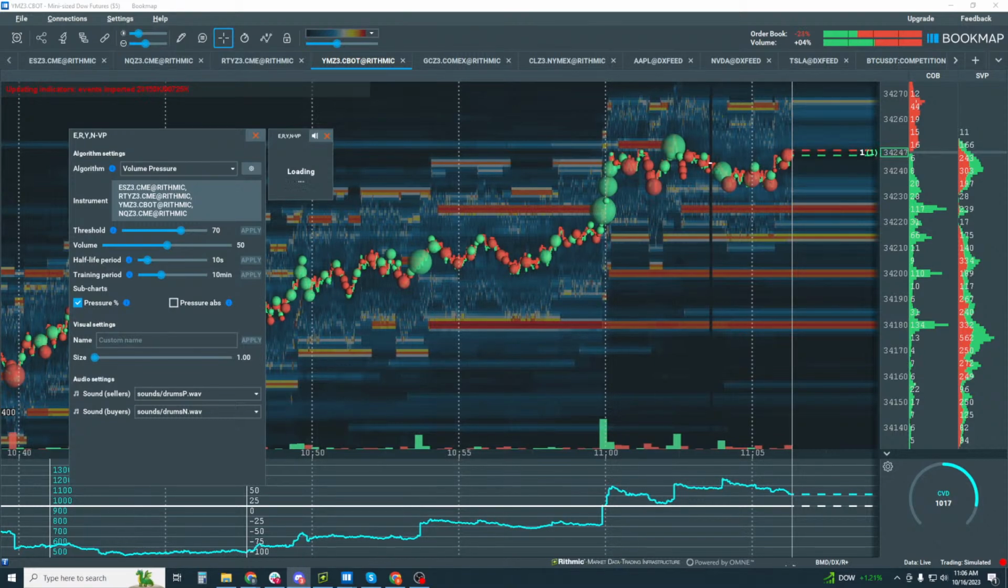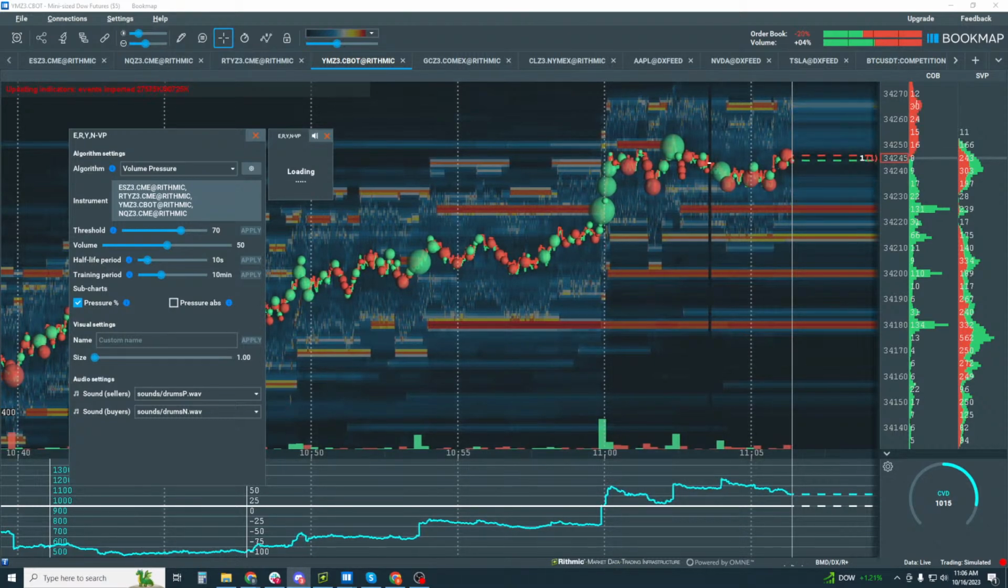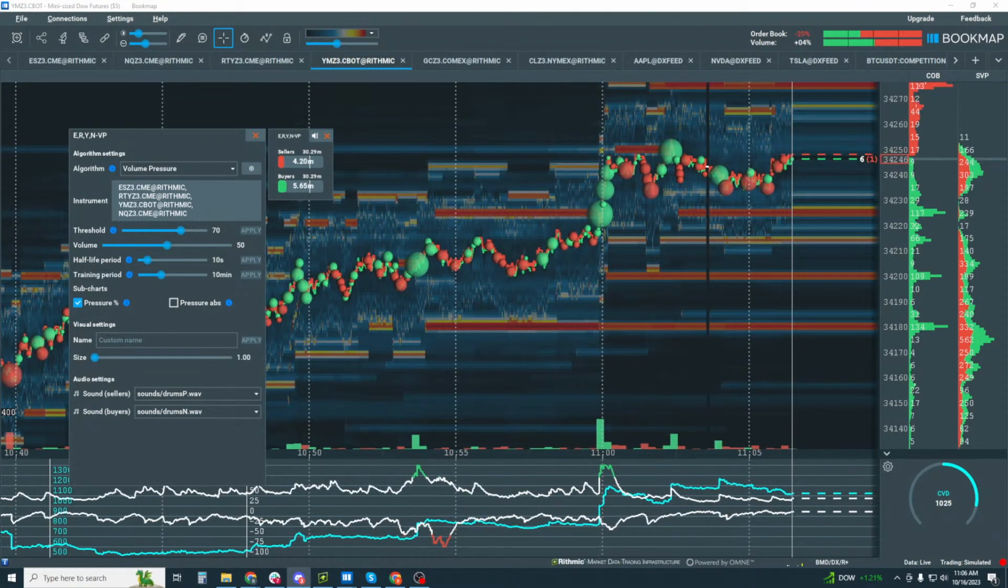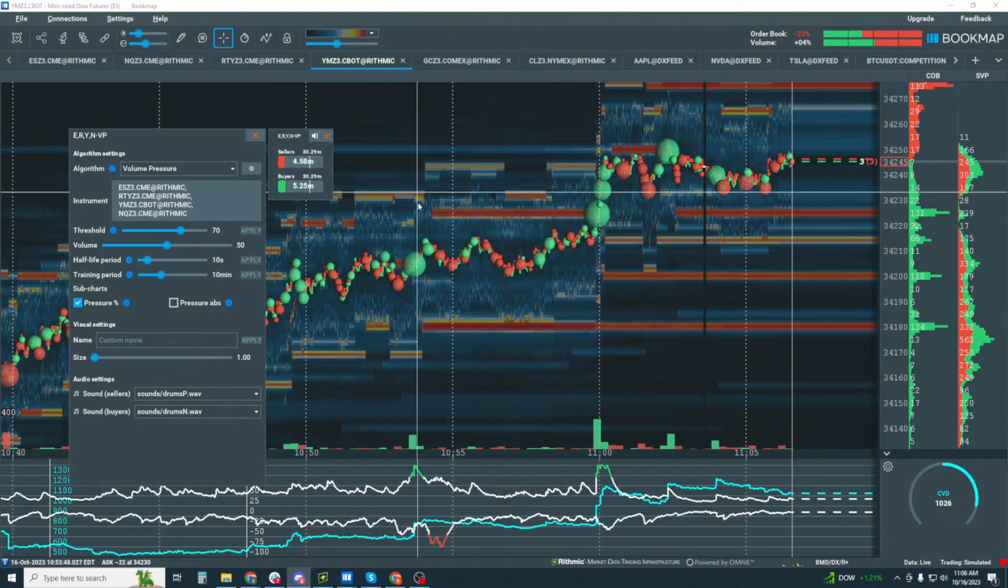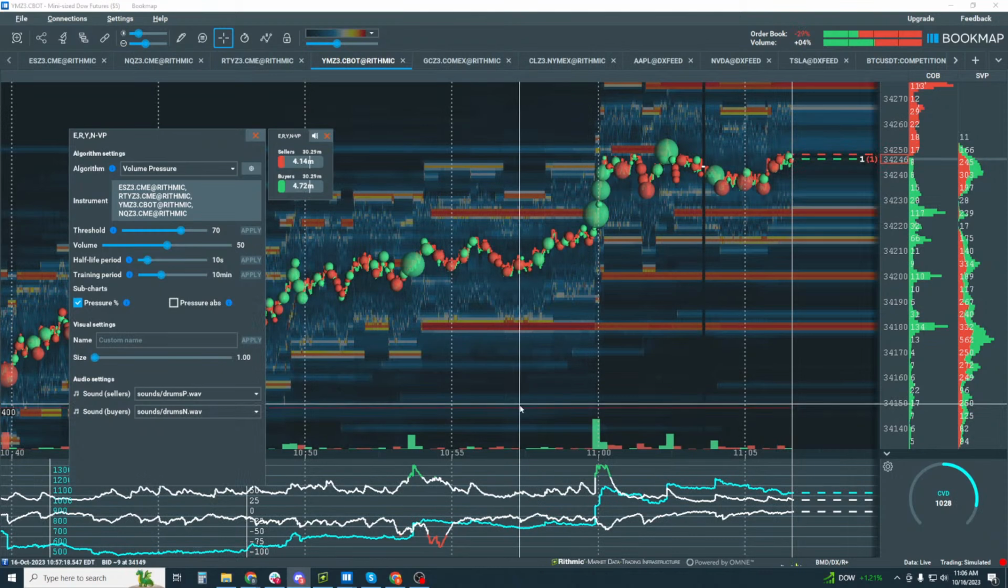Have you guys played around with this, or no? I'm sorry, of course you haven't. Yeah, clear. The liquidity pulled at 44.10. Slow down. Yeah, we'll take a look at it here.